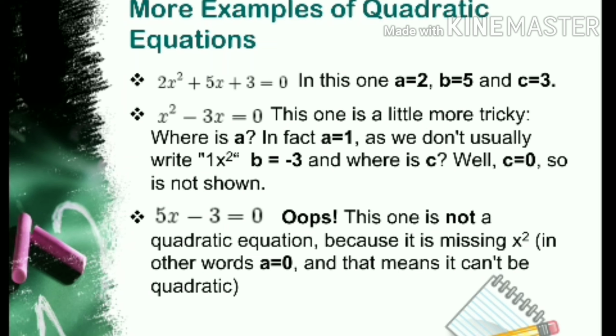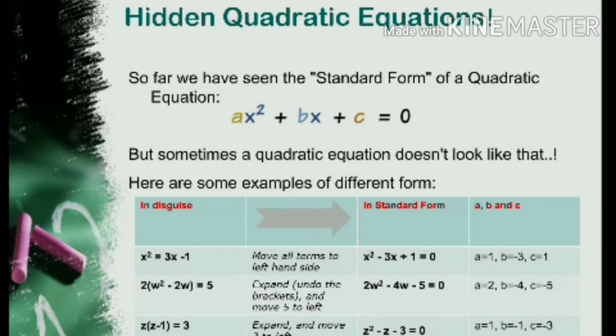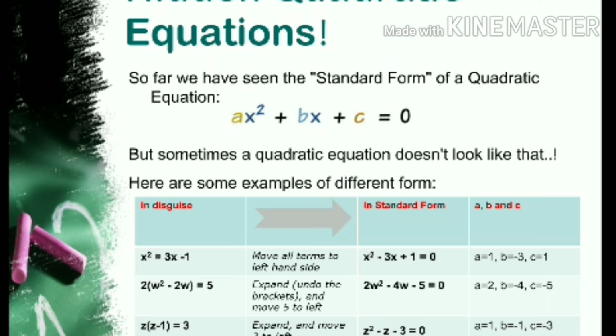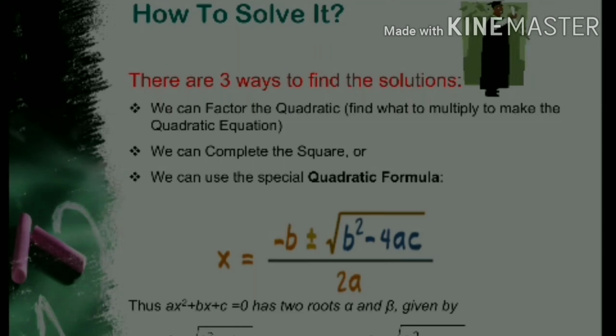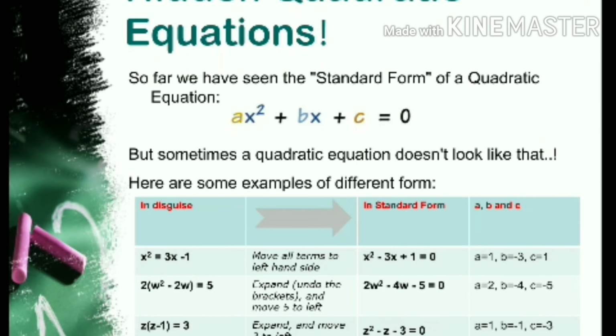Now hidden quadratic equations, how will you recognize them? So far we have seen the standard form of a quadratic equation, ax square plus bx plus c is equal to 0, but sometimes a quadratic equation does not look like that. Here are some examples of different forms. The first one, x square is equal to 3x minus 1, does not look like it, but we need to transpose 3x minus 1 to the left side. After that it will be converted into a quadratic equation.